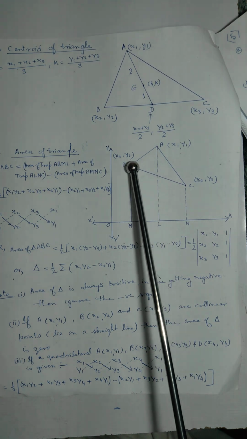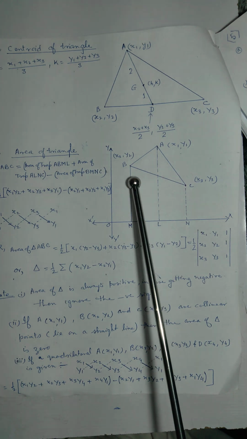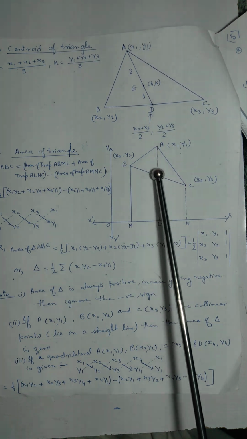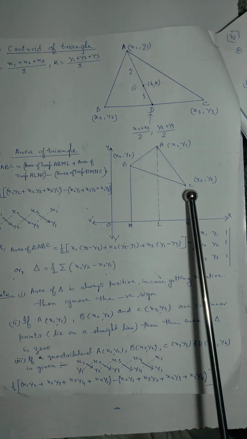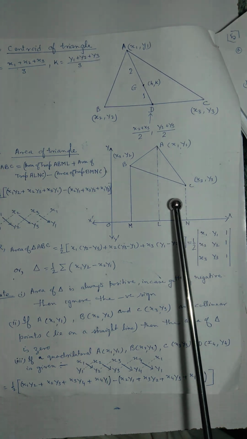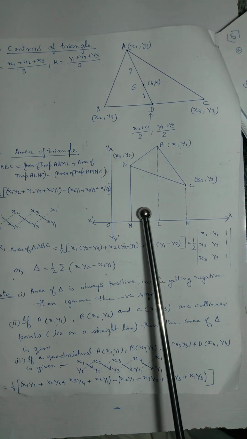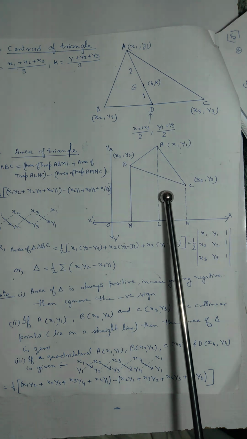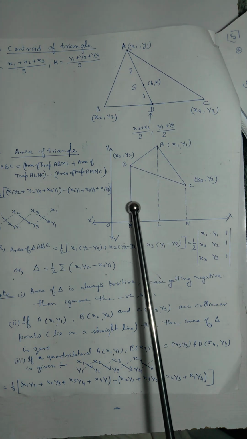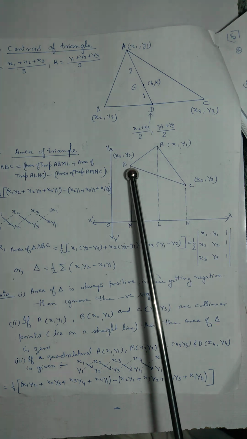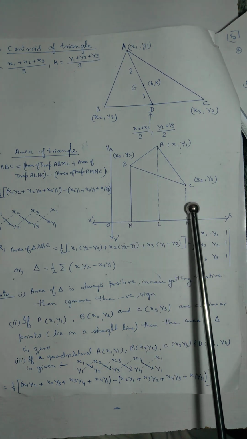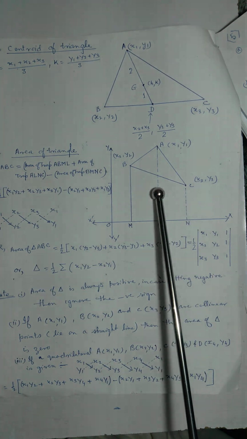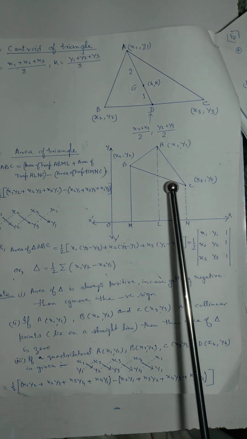So you will get a trapezium, that is BMLA. It is one trapezium, ALNC. This is the second trapezium. You just find the area with the help of coordinates and add it. Now we have to subtract the area of the trapezium BMNC. We subtract that area, then we'll get the area of the triangle.